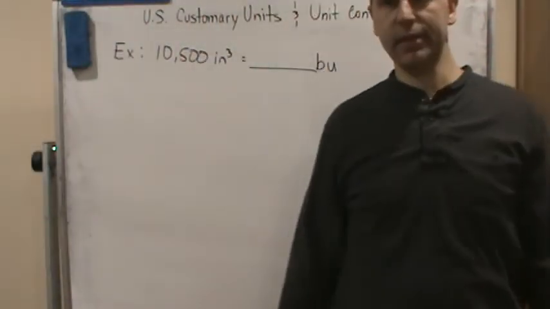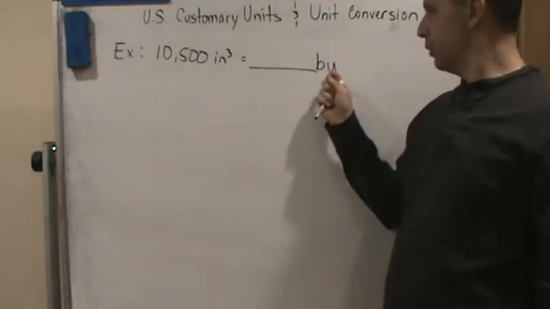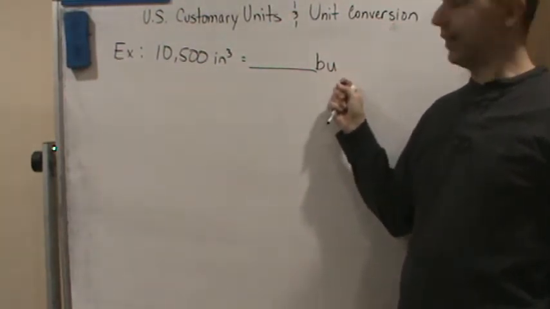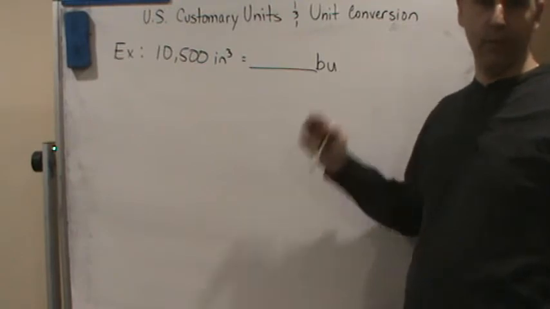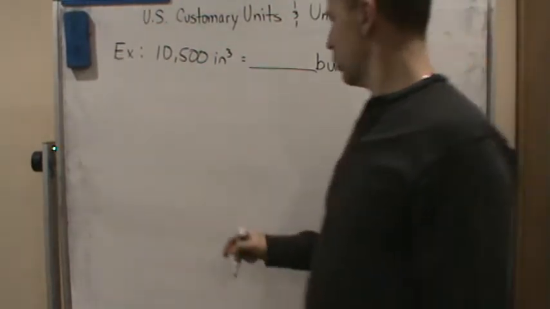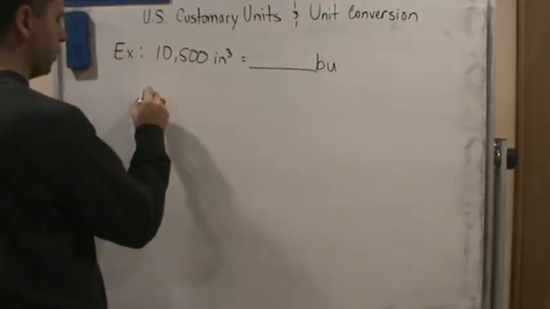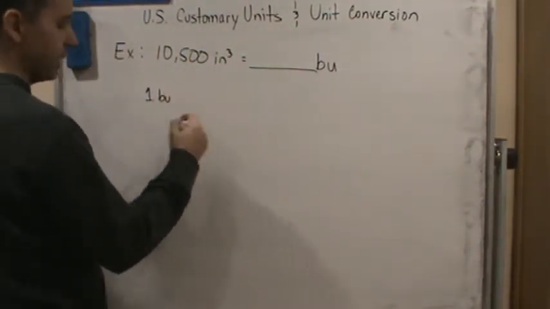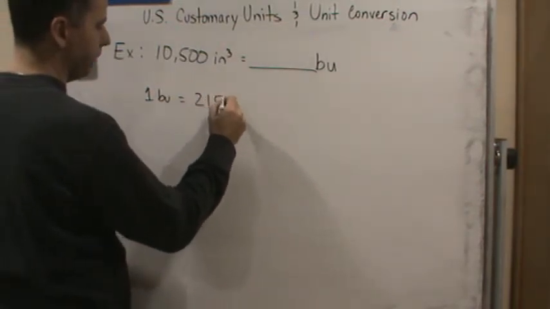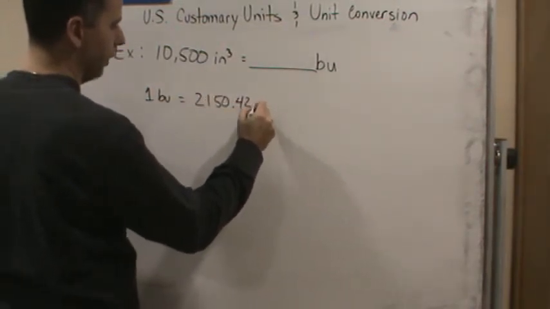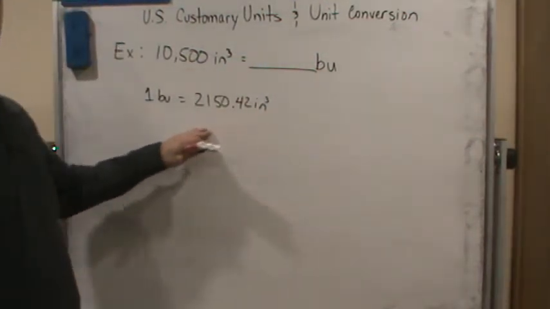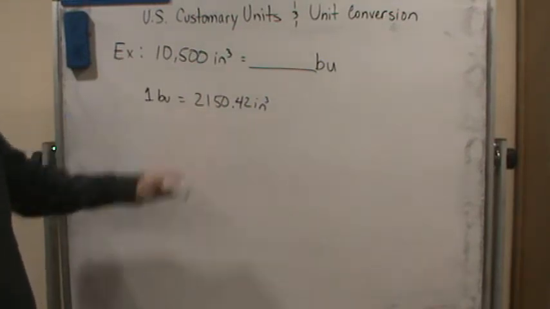Okay, so let's do another example. Now this is going to deal with bushels and cubic inches. So you are going to want to know this conversion factor, because unless you know the bushels by some other measurement, this is the one that we're going to use. So we know that 1 bushel, based on the conversion factors, is 2,150.42 cubic inches. Now again, you may not know that off the top of your head right now, but make sure you know that.